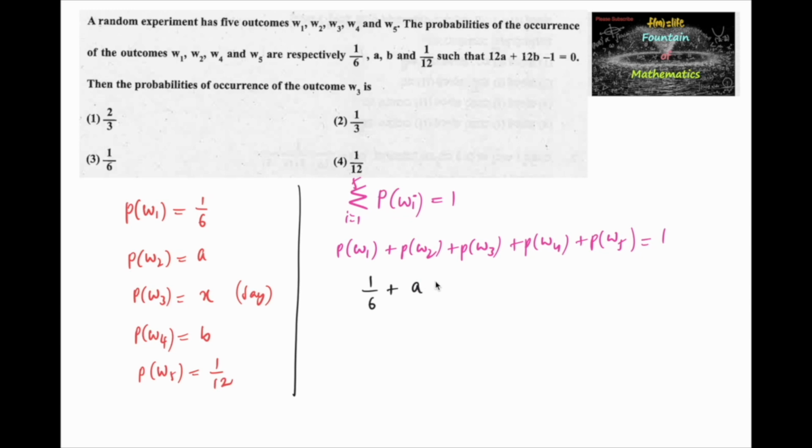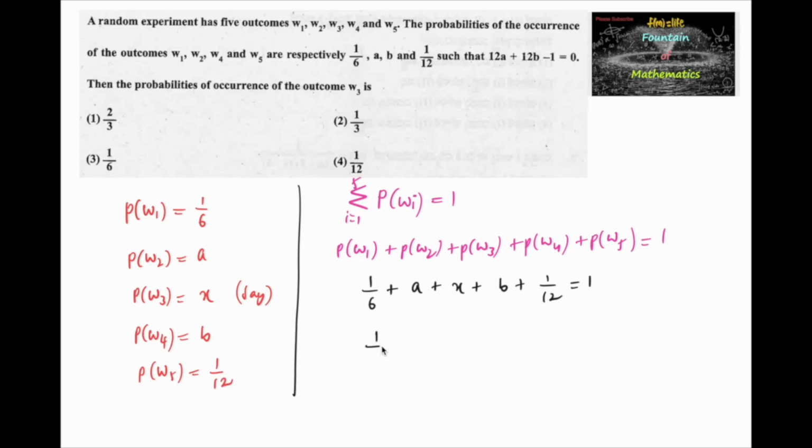And we know that the sum of the probabilities, that is summation P of Wi, where i is equal to 1 to 5, is equal to 1. That is P of W1 plus P of W2 plus P of W3, P of W4 outcome, and probability of the fifth outcome, is equal to 1. So here we can write 1 by 6 plus A plus X plus B plus 1 by 12 is equal to 1.